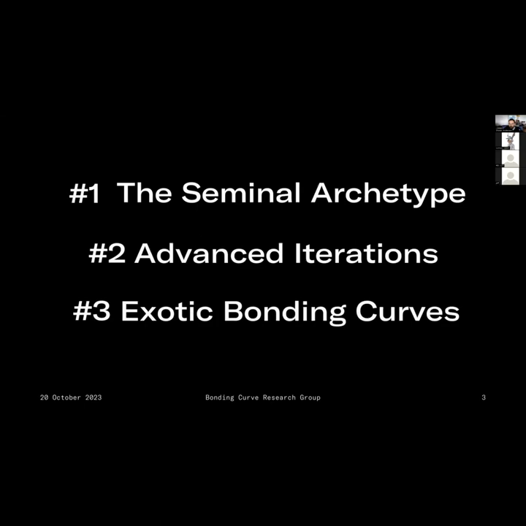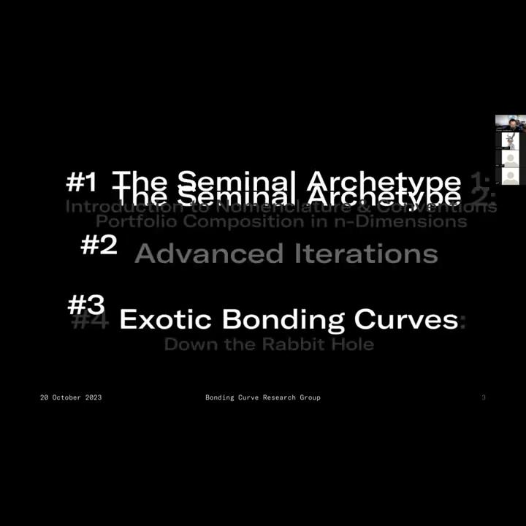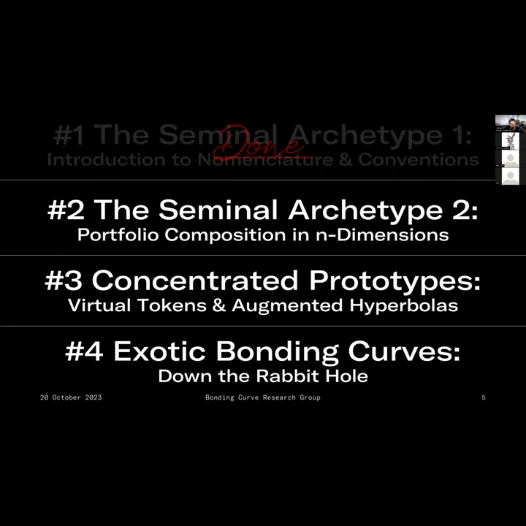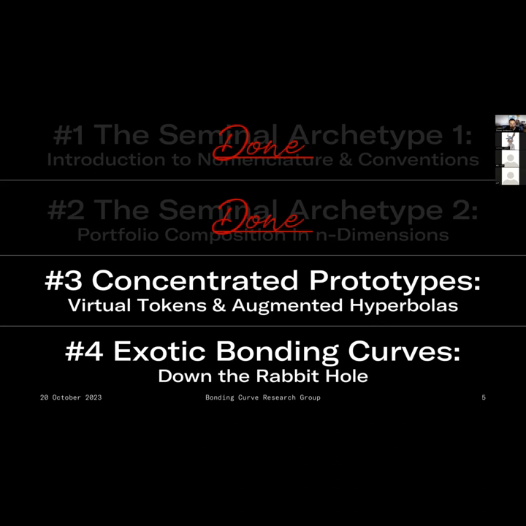It used to be these 3 subheadings. The first 2 have really turned out to be both introductions to the seminal archetype, where the first one was really just establishing nomenclature and conventions, and the second one was discussing portfolio compositions in n dimensions. So these are both completed. And the one that we're going to be doing today, I've called concentrated prototypes, virtual tokens and augmented hyperbolas.